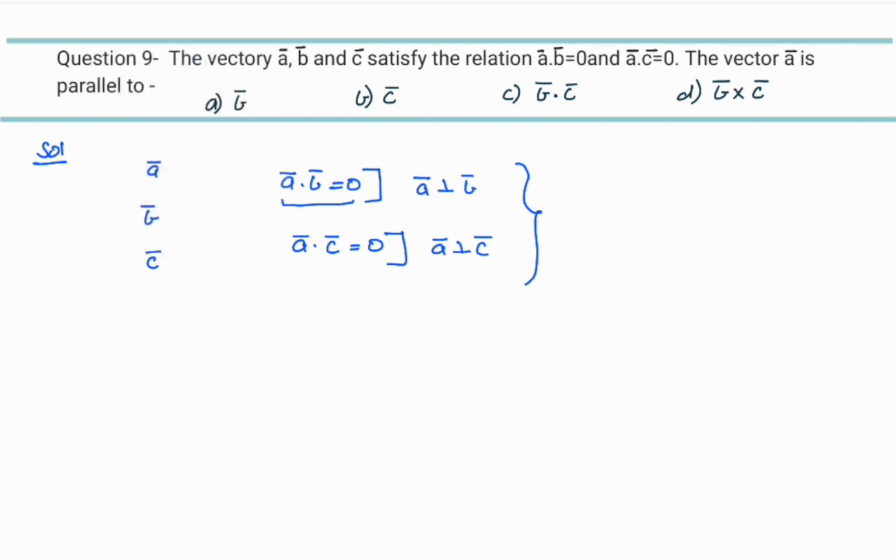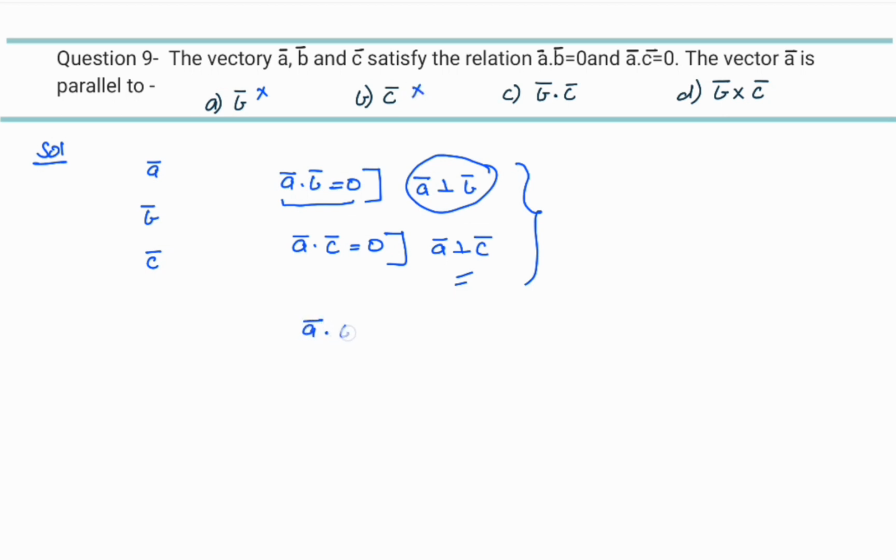Just look. Option A first, vector B. No, vector A is perpendicular to vector B, not parallel. It means this is wrong. Vector C, no. Because vector A is perpendicular to vector C, then how will it be parallel? No. Now check the third option.